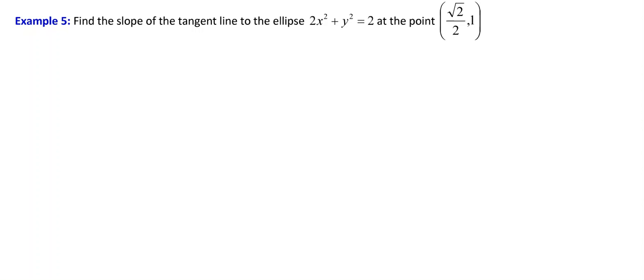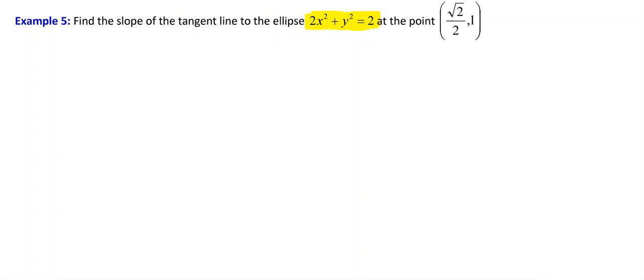In this video, I'm going to be doing a few more examples of implicit differentiation. So example 5 is find the slope of the tangent line to the ellipse 2x squared plus y squared equals 2 at the given point. First of all, we want to realize that this is an implicit function. The x's and the y's are all mixed in together on the left-hand side. So we have to find the derivative implicitly.